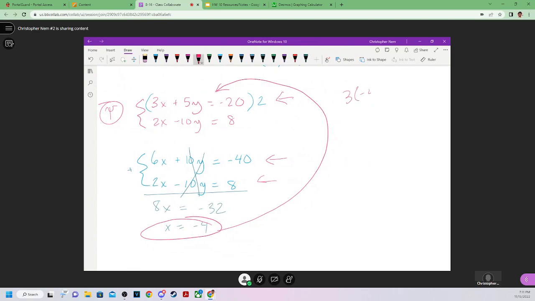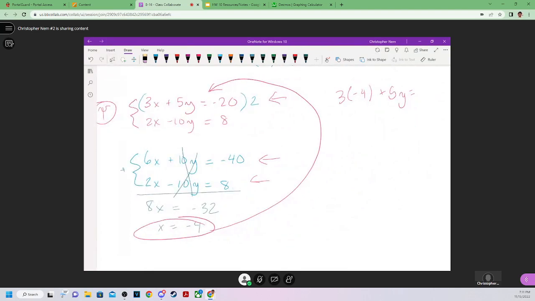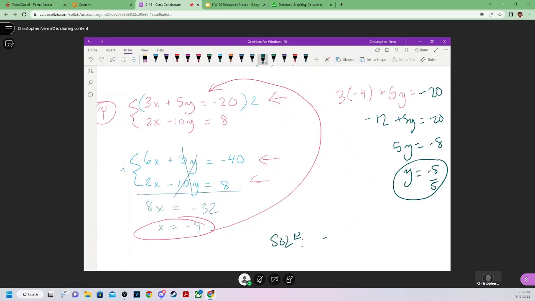So 3 times -4 plus 5y equals -20. Yeah, my stylus is being weird. Give me a second. That's -12 plus 5y equals -20. That's 5y equals -8. Y is equal to -8/5. So your solution is going to be -4, -8/5. That is a 5.